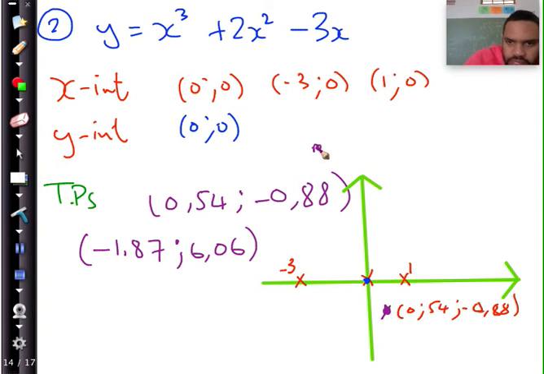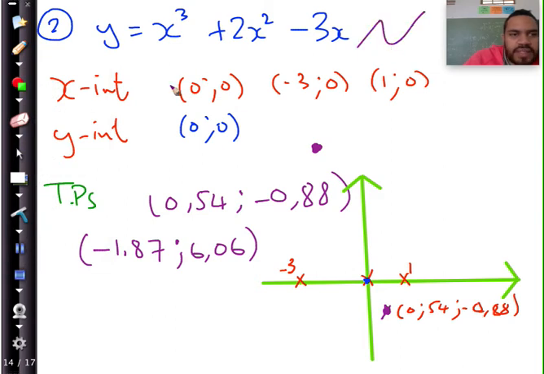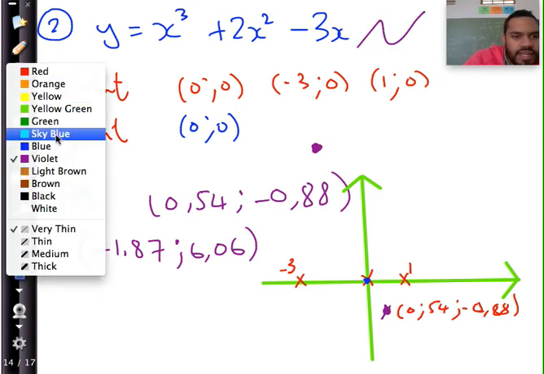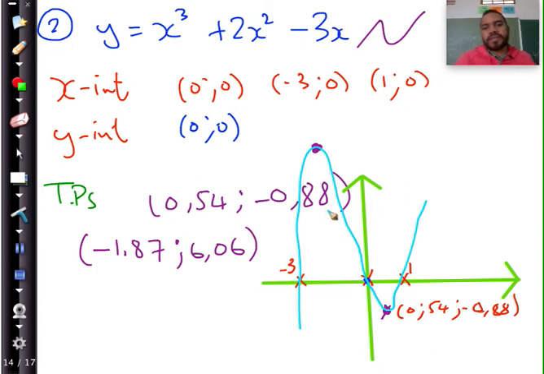Now there's something you'll notice. Usually your turning points lie in between your intercepts. And now we just join the shape. Remember, this curve needs to look like that. So now we join it. Again, I'm going to use sky blue. We go up, through there. That's an intercept, so you go straight through. And then you turn around at the turning point, and you go up and through. That's my curve. Do you see that?